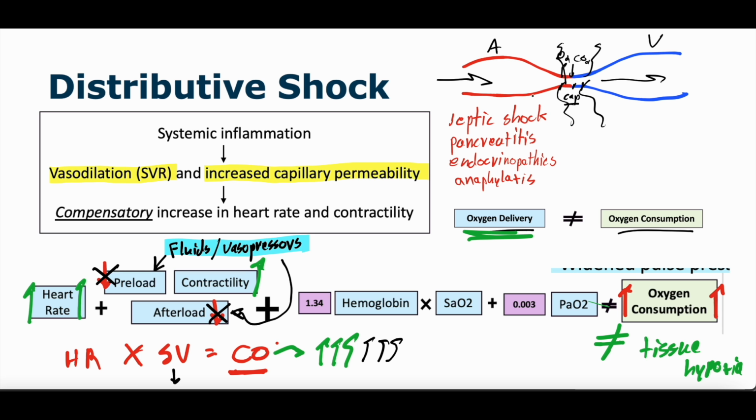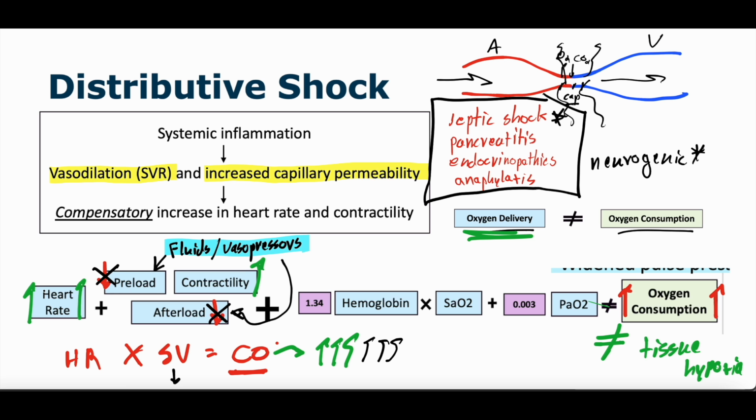All right, so that is distributive shock, the most common cause of shock. Within distributive shock, septic shock is usually the most common, right? An infection that causes diffuse inflammation throughout the body. But pancreatitis, pneumonitis, other itises can cause systemic inflammation, endocrinopathies, anaphylaxis. Neurogenic shock is often batched in distributive shock, although it does behave a little bit different. Because in neurogenic shock, you don't get the compensatory increase in the heart rate. You remain bradycardic because neurogenic shock is going to be injury to the sympathetic chain, so you can't mount that compensatory tachycardia, but it's still usually batched in distributive shock as well. So that is shock state number one, distributive shock.